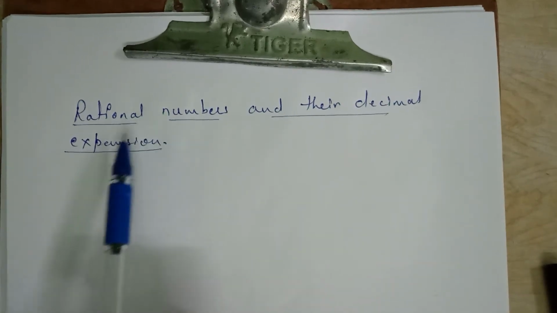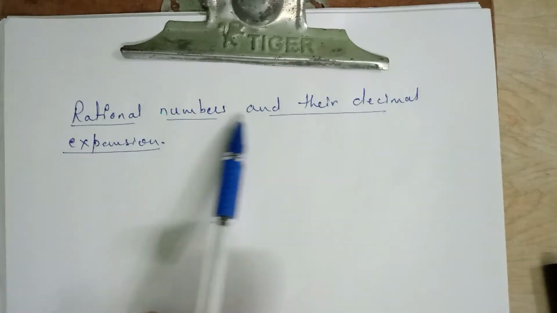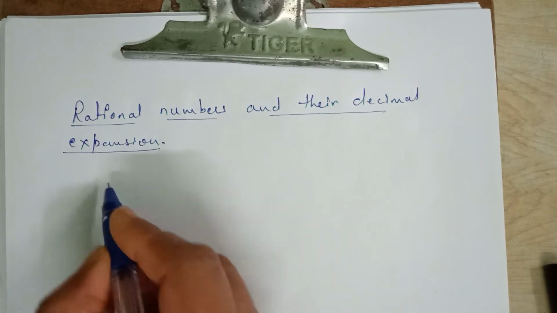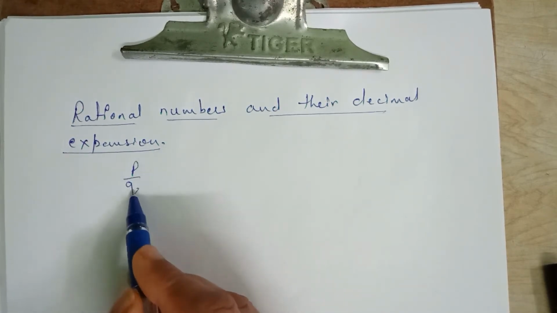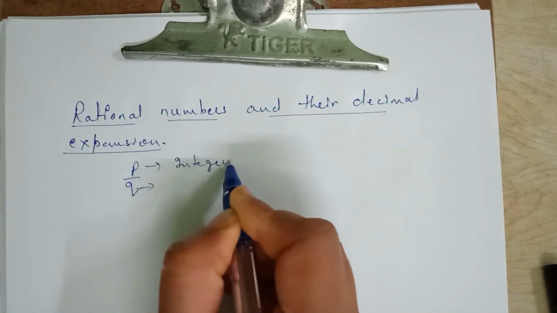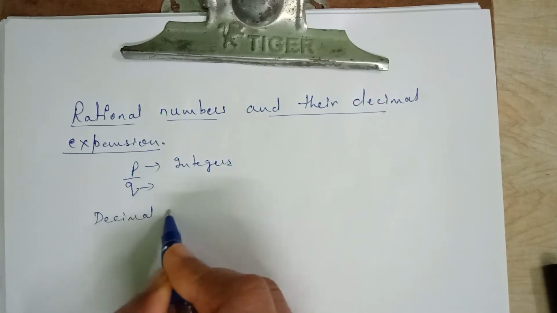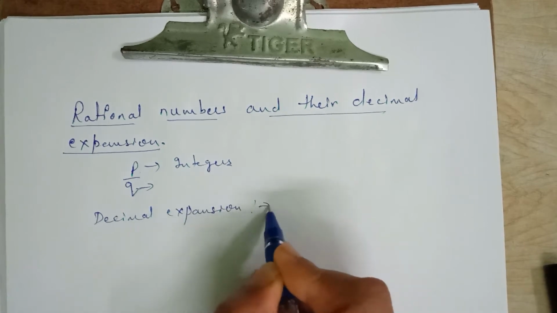Yes, children, we're going to do rational numbers and their decimal expansion. We know that a rational number is of the form p by q, where p and q both are integers. Coming to their decimal expansion, the decimal expansion of rational numbers is of two types.